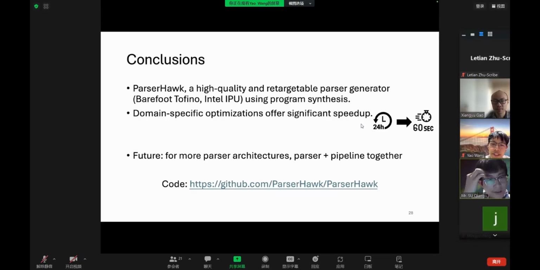Okay, I got it. So another following question: in which scenarios do you think program synthesis will be useful?